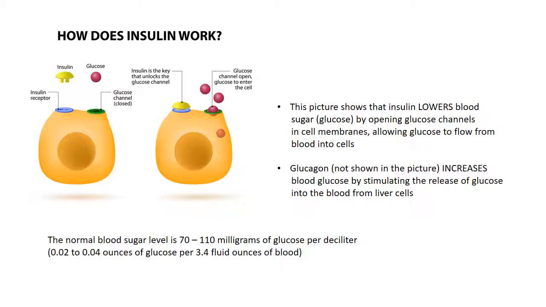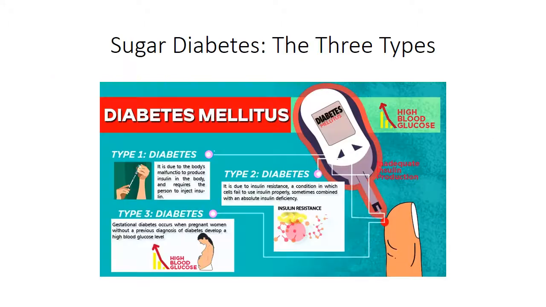Then the glucose goes up, when it is higher than 110 milligrams per deciliter, then a condition develops which is known as sugar diabetes, right? Or diabetes mellitus. Mellitus means sweet in Greek.